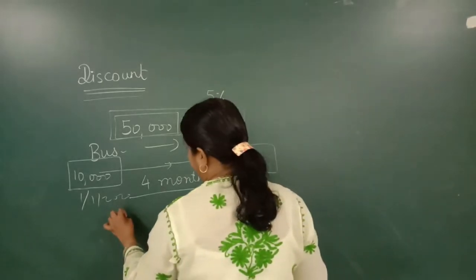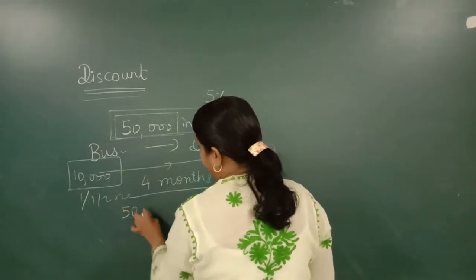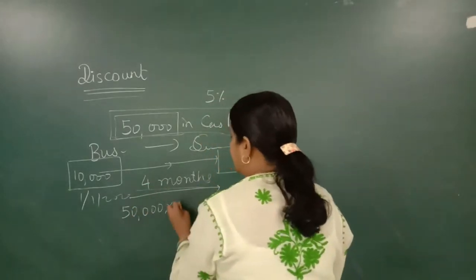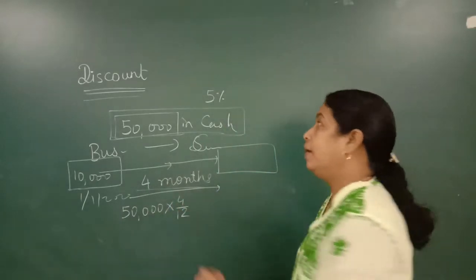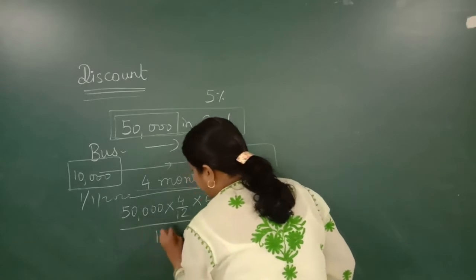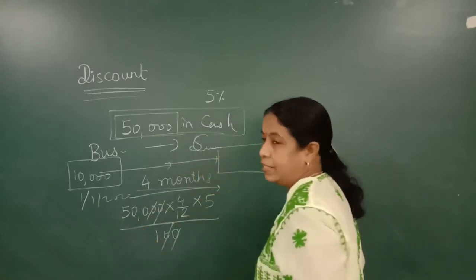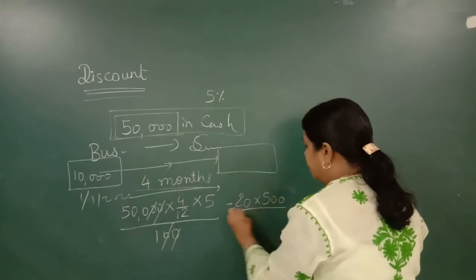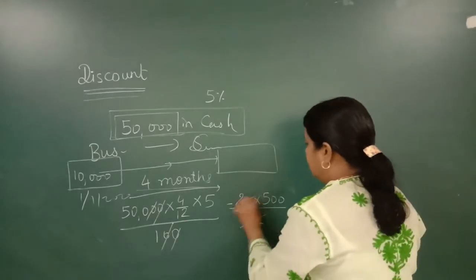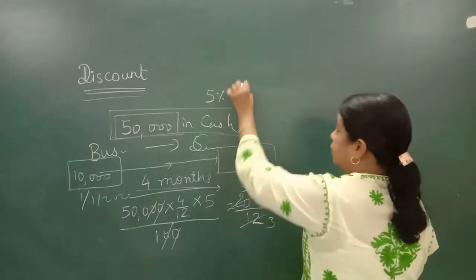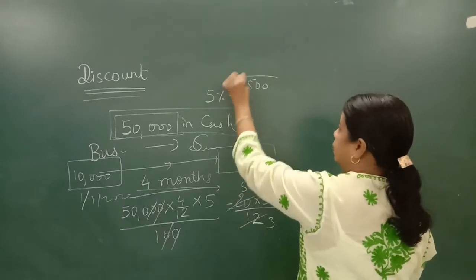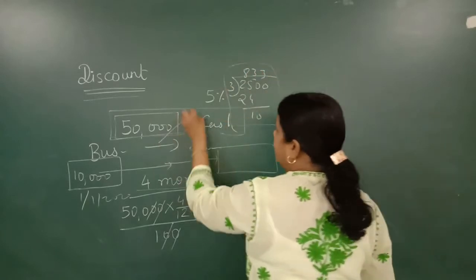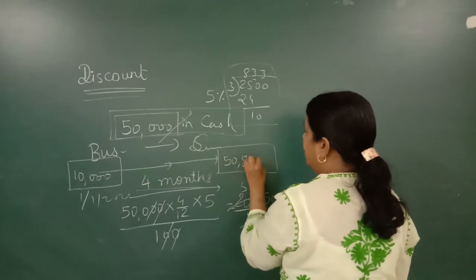Now see how to calculate that. 5%. What is this? 50,000 multiplied by 4 months means 4 upon 12 years, isn't it? Into 5 upon 100. 0, 0 gets cancelled. Whatever remaining, 5 fours are 20 multiplied by 500 upon 12. 4 threes are 12, 4 fives are 20. That is 2000 divided by 3. 3 eights are 24. 833 rupees something. So additionally we will charge 50,833.